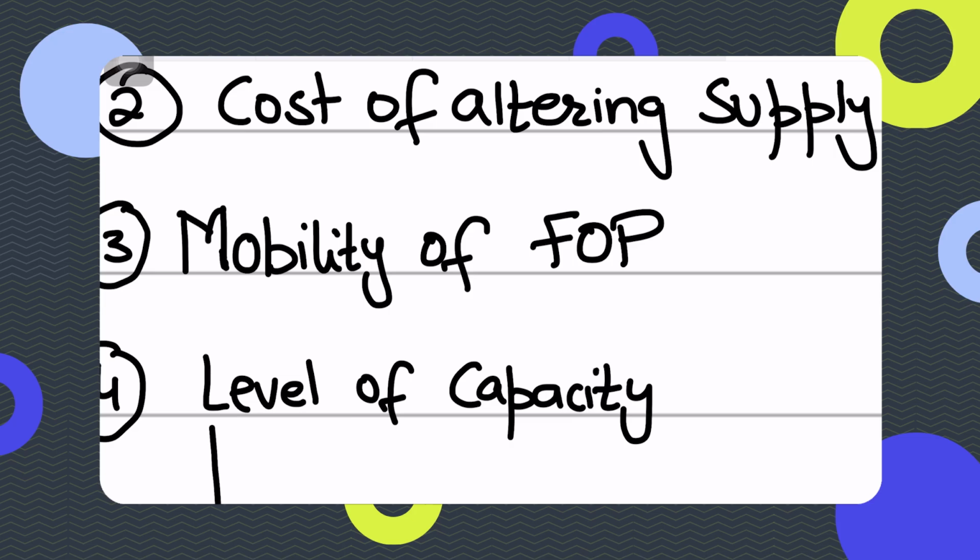So the general rule is, to cut it short, guys, to just keep it simple: the more mobile the factors of production are, the more elastic the supply is. The less mobile the factors of production are, the less elastic the supply is, or the more inelastic the supply is. The fourth factor that you need to know is the level of capacity.